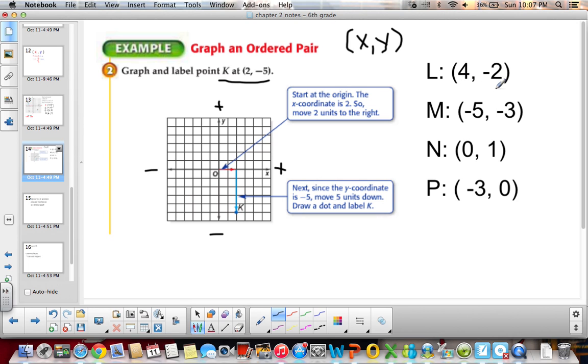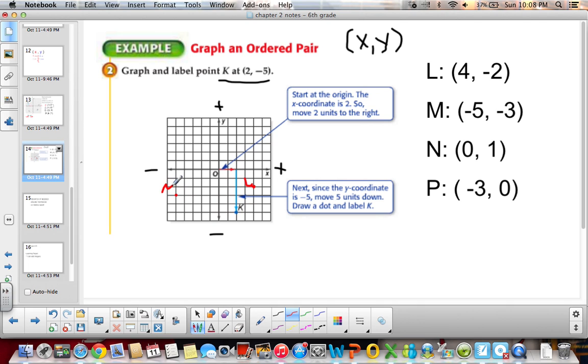Okay, for L, we have 4, -2, so it tells me that I'm going to the right 4 because it's positive. 1, 2, 3, 4. And then -2 is down, so 1, 2. So there's my dot. Okay, M is -5, -3. So I start at 0, 0. Go -5, so that's negative, so I go to the left, 1, 2, 3, 4, 5, and then I go down 3, 1, 2, 3, and that's my M.